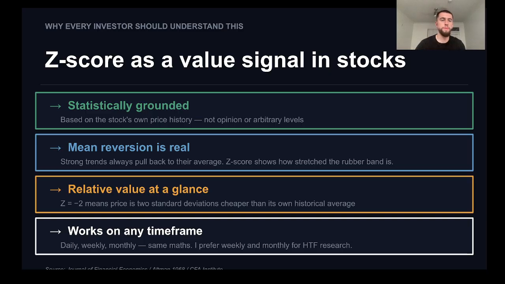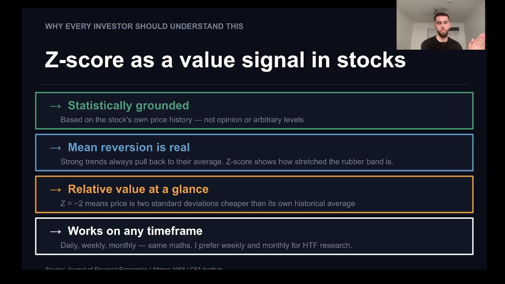So, as I've just mentioned, Z-scores as a value signal in stock. So, statistically grounded based on the stock's own price history. It's not opinions, it's not earnings, it's not all this stuff. It's based on the history of the price of the stock, of the share prices, the asset price, whatever. You don't have to choose it on stocks, but I'm using stocks because for me it works quite well compared to other things. Mean reversion is real, as I mentioned earlier.